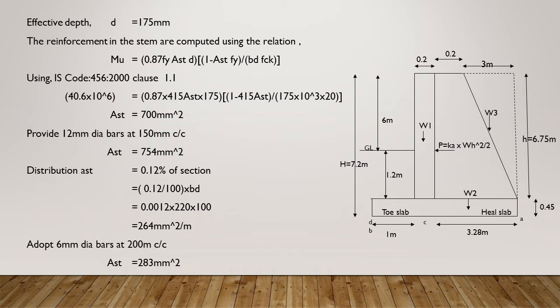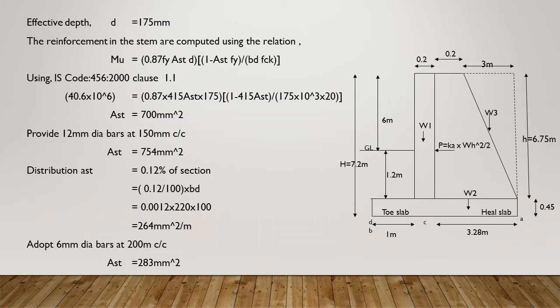Then Ast is the unknown, because in this step we need to find the Ast value. So d is equal to 175 mm, Fy is 415, b is equal to 1000 mm, d is equal to 175 mm, and Fck is equal to 20 Newton per mm square. That Fck is given in our question. So finally we got Ast is equal to 700 mm square.